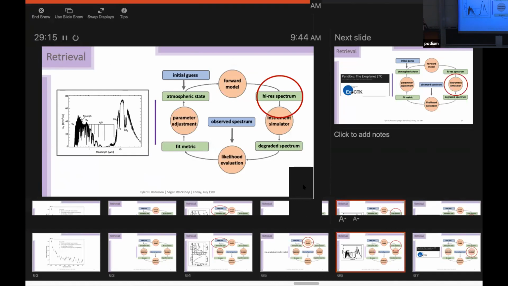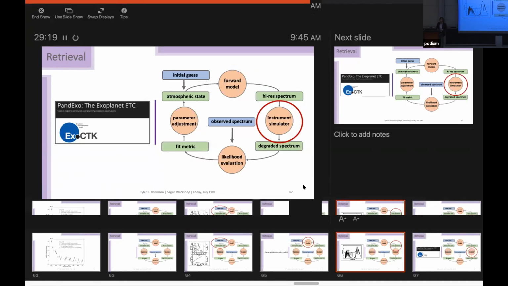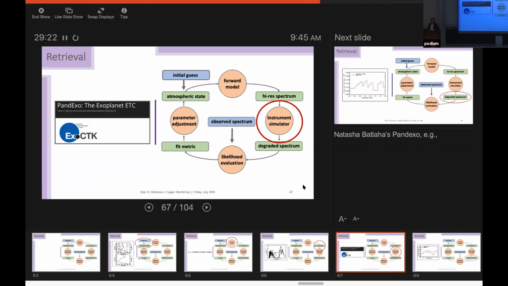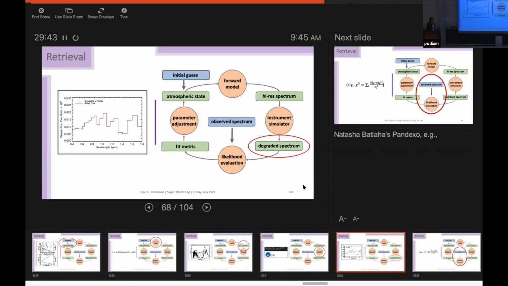Of course, you probably aren't observing that planet at high resolution. You're observing it through some telescope that degrades the information in some way. And so you need an instrument simulator to superimpose on top of that high resolution spectrum what the instrument does to that. And so you could use something like Natasha Batalha's PandExo simulator, which is up online and does James Webb and HST. Our group maintains a direct imaging instrument simulator on our website. From that, you get a degraded spectrum. So now no longer a nice, pretty high resolution spectrum, but something that's blocky and chunky in wavelengths because you've degraded the spectral resolution.